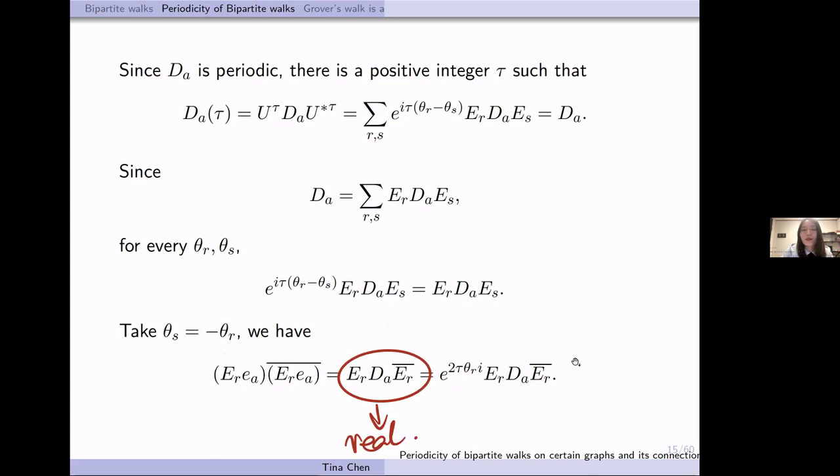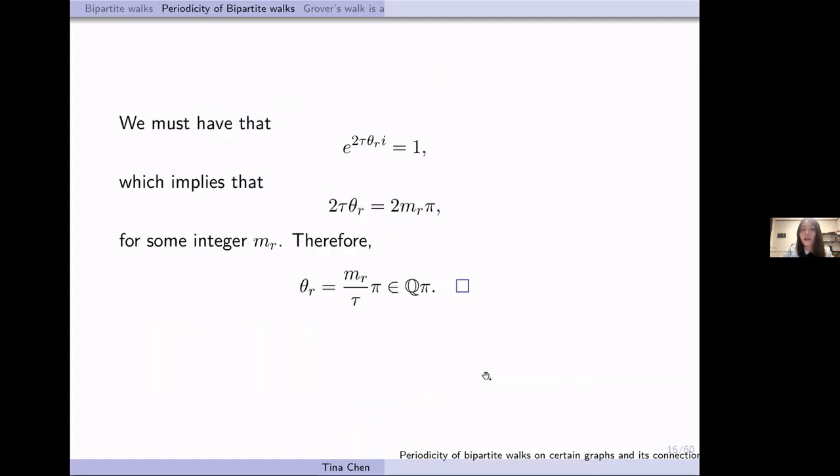Based on how we define this dA, dA is EA, EA transpose, so we know this matrix is actually real. This matrix is real, and this is also a real matrix, so this 2 tau theta r i has to be 1. Which implies this 2 tau theta r is an integer multiple of 2 pi. So you know that theta r is a rational multiple of pi.